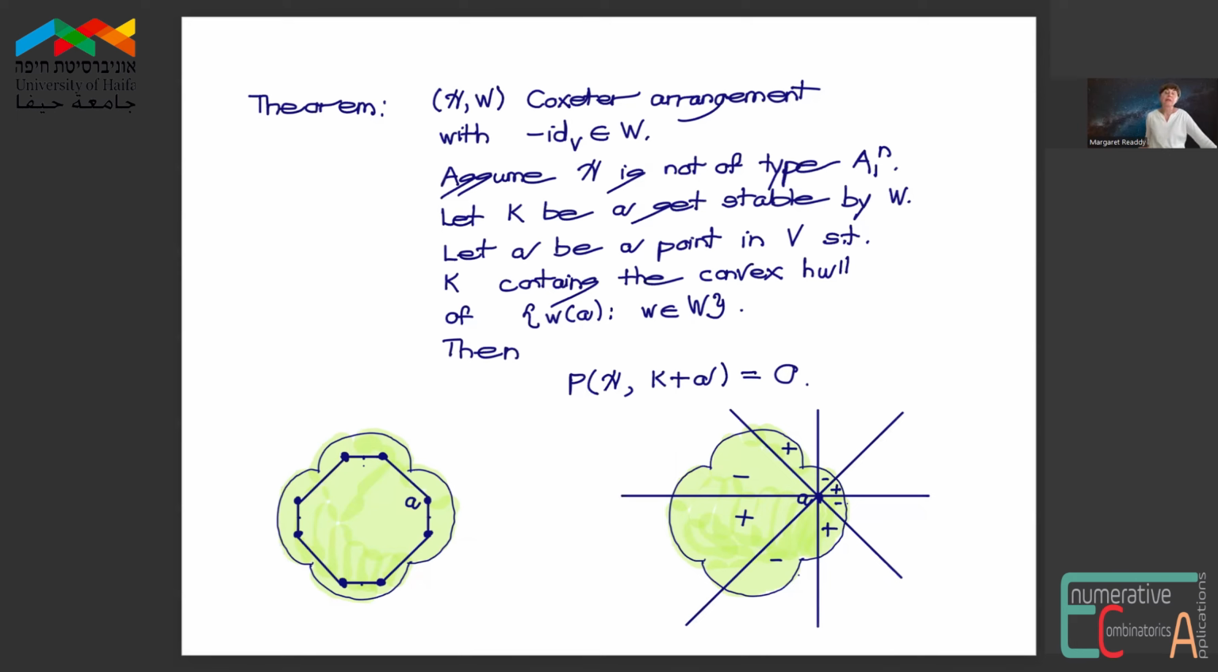And now we're going to pick this point where we're going to be slicing through. So the requirement is that when you pick this point A and you apply all elements of the Coxeter group and you look at their images, you take the convex hull, that set has to be contained in this stable set K. So those are the conditions. Then in that case, the pizza quantity is 0. In other words, you can share this pizza with your friend.